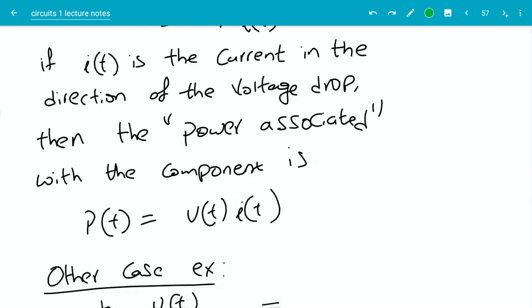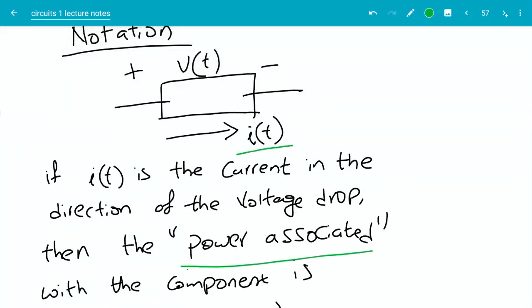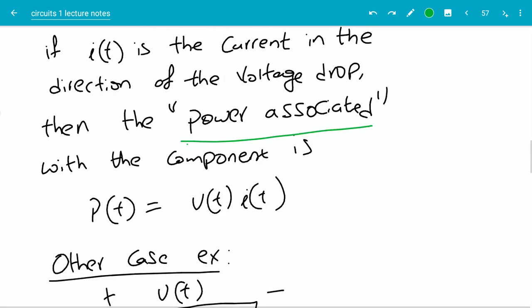Note that this particular value itself could be positive or negative. That is why we are saying power associated. If this value turns out to be positive, then the electric current is actually doing the work. But if this value turns out to be negative, that means work is being done on the current. That's why we are using the words power associated. It is important to note the direction: if I of t is in the direction of the voltage drop, then the power associated is V of t times I of t.